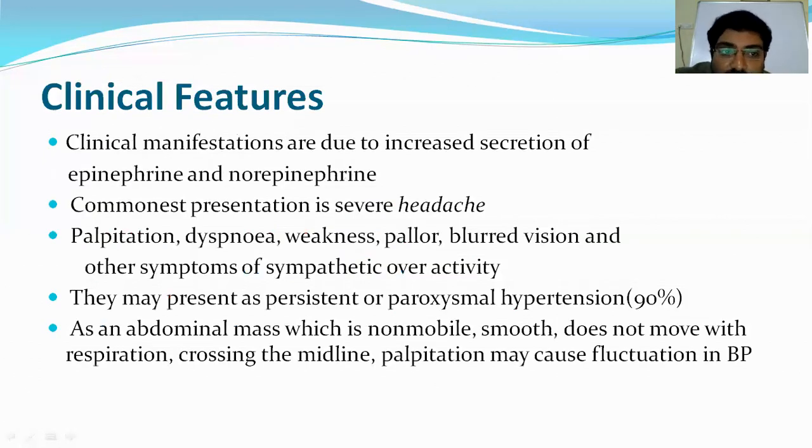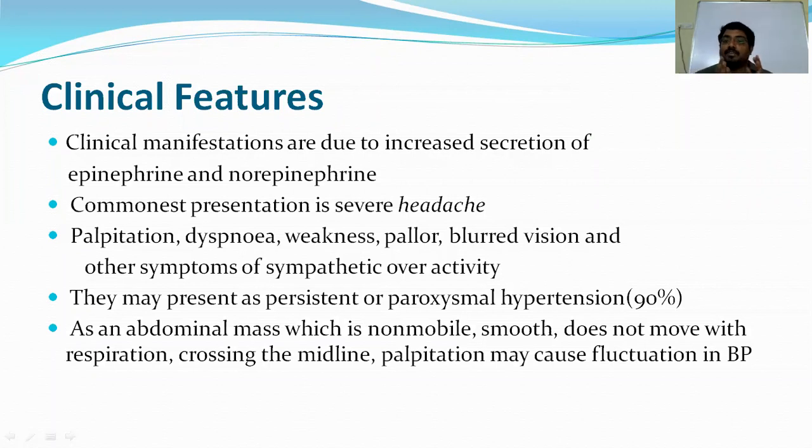And the clinical features. Clinical manifestations are due to the increased secretion of epinephrine and norepinephrine. The commonest presentation is severe headache, palpitations, dyspnea, weakness, pallor, blurred vision, and other symptoms of overactivity. They may present as persistent or paroxysmal hypertension, or as an abdominal mass which is non-mobile, smooth, does not move with respiration, and crosses the midline. Palpation may cause fluctuations in the BP.